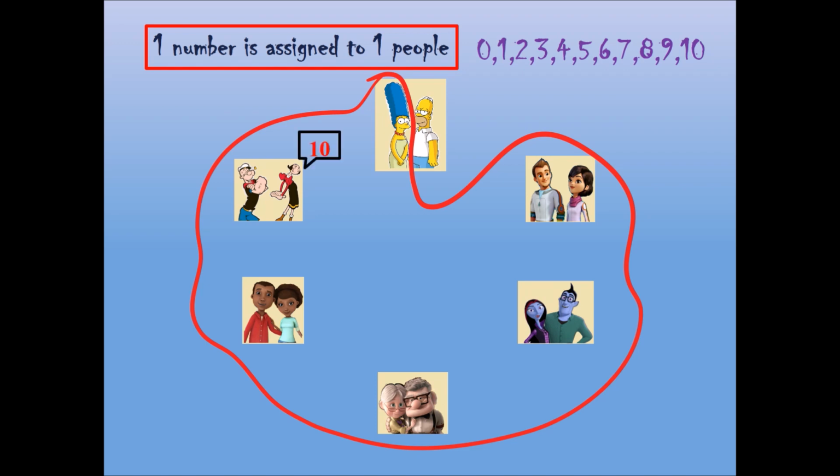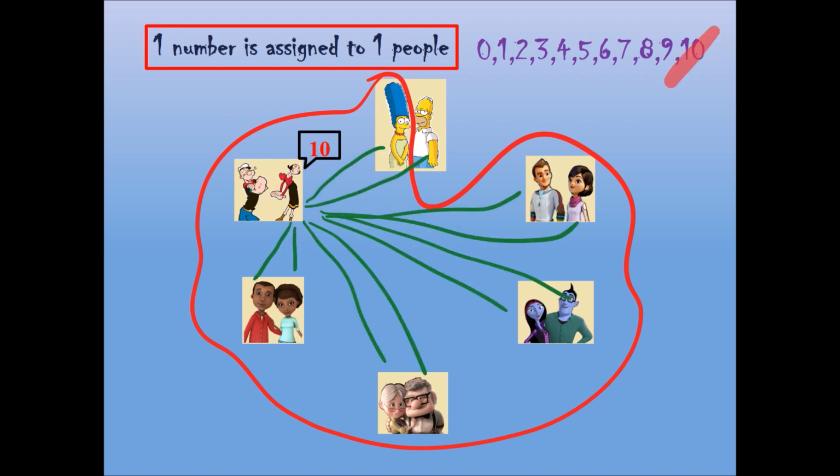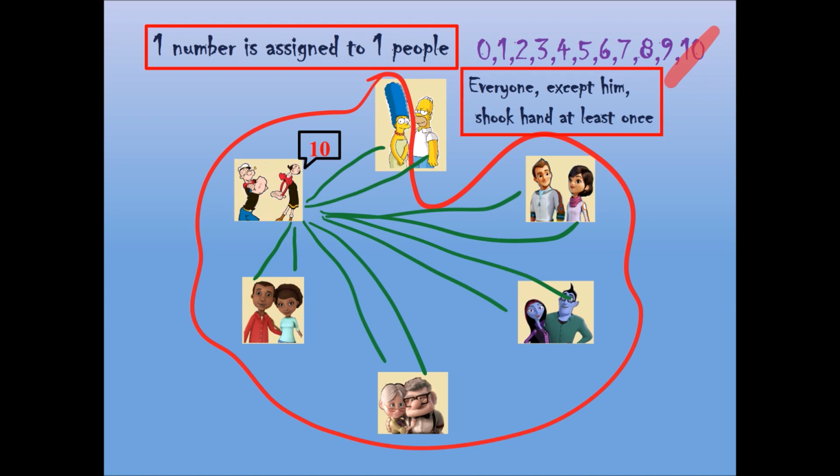10 is assigned to somebody except for Mrs. Homer. Say it was assigned to Mrs. Popeye. Now everyone except Mr. Popeye shook hands at least once. As one number is assigned to one person, the number 0 therefore has to be assigned to Mr. Popeye.